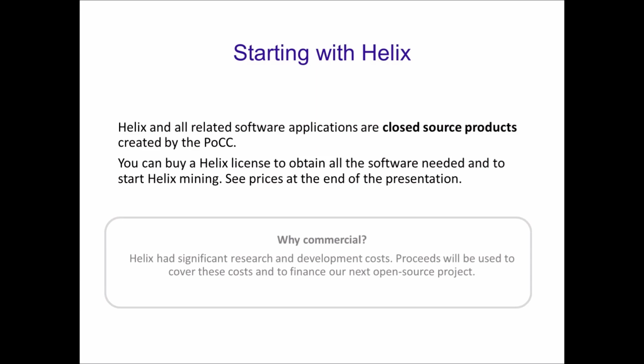Starting with Helix. Helix and all related software applications are closed source products created by the POCC. You can buy a Helix license to obtain all the software needed and to start Helix mining. See prices at the end of the presentation. Some of you may ask, why is this commercial? Well, Helix had significant research and development costs. Proceeds will be used to cover these costs and finance our next open source project.